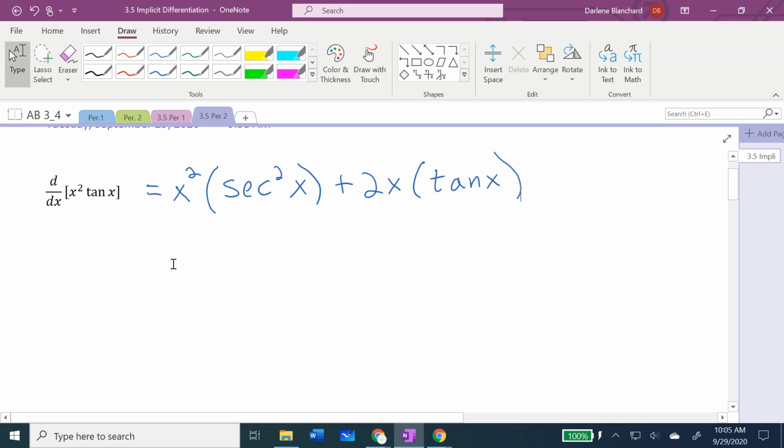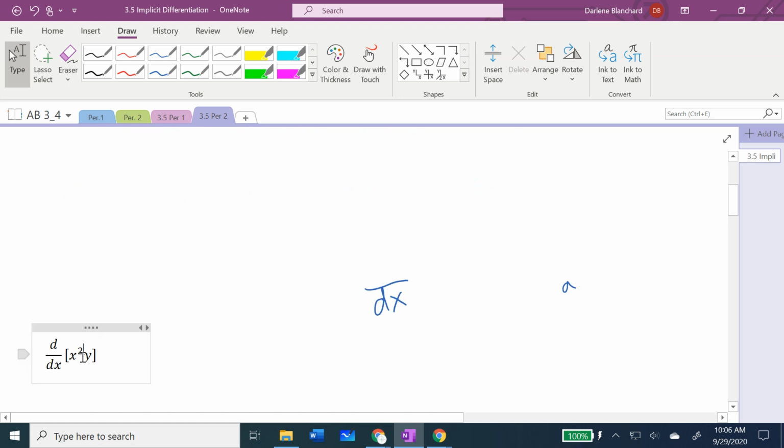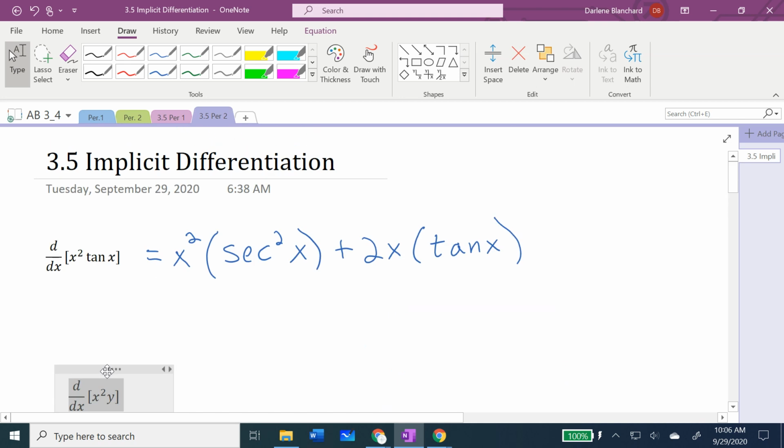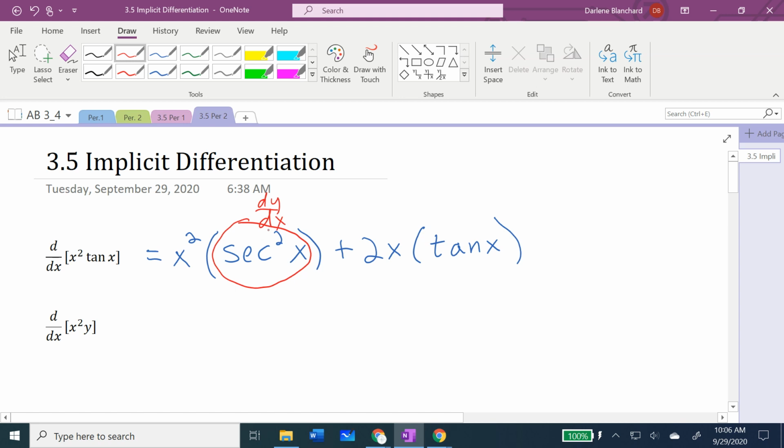Now, what if you didn't know that tangent was the function? And I want to see if I can move this up. There we go. What if you were presented with this expression, take the derivative of x squared times y instead? What I want you to see is that this is the derivative of tangent x, this is tangent x itself.